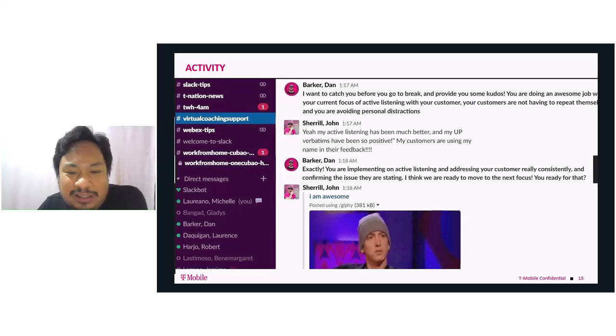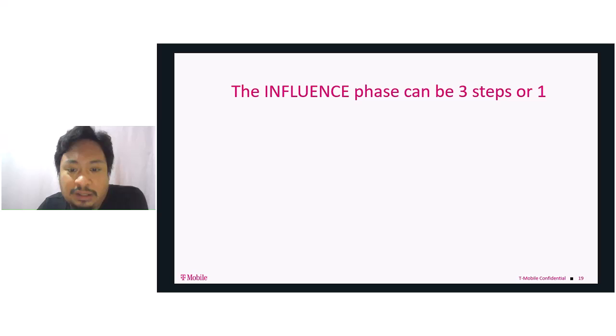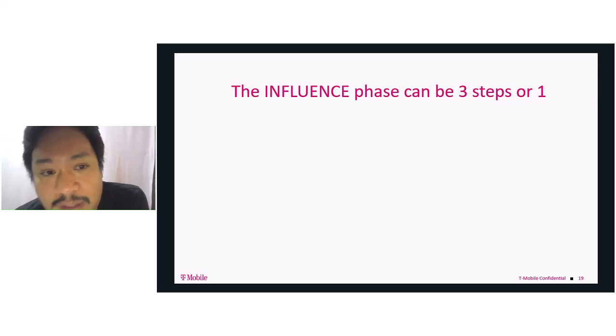So, what will we do next after the act phase? Yung MS documentation, next time ko na sasabihin sa inyo. Influence. Here's the influence part. If I'll reduce it to three steps, eto masaya. The influence part can be reduced to 3 or 1 step. Di ba masaya? 1 step.